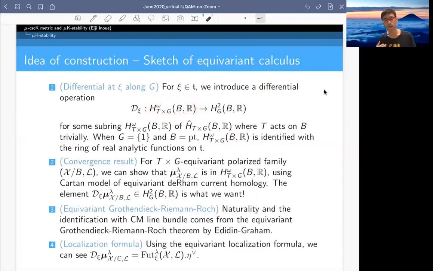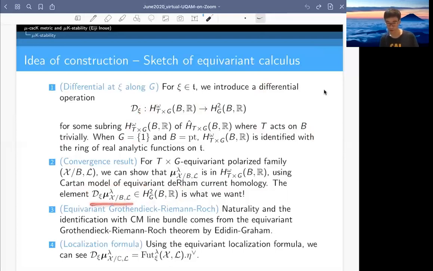And in order to show this, we use the Cartan model of equivariant de Rham homology, but we actually use a pushforward along a non-submersive morphism. So we use equivariant current homology, the Cartan model of equivariant de Rham current homology, which is isomorphic to the equivariant locally finite homology of X. Then we get the element applying this differential operation. We get a characteristic class, which we wanted.